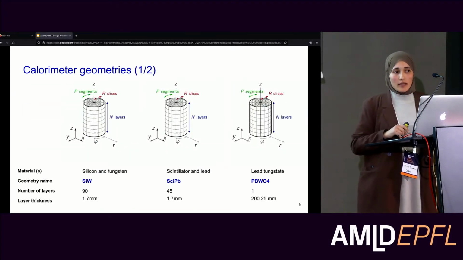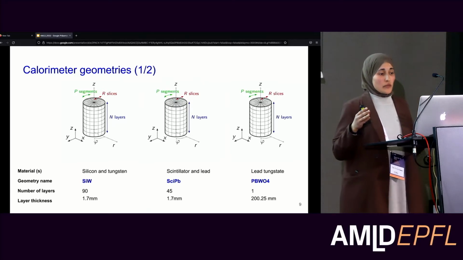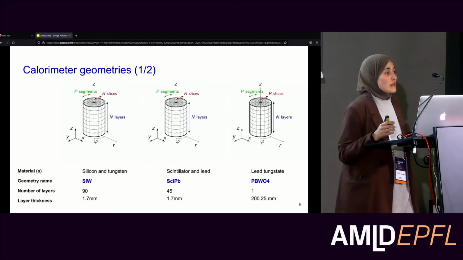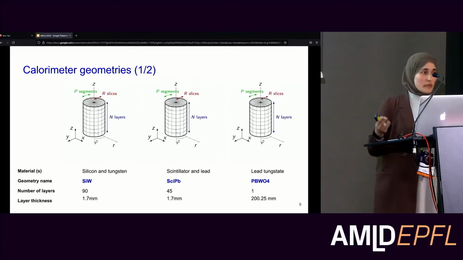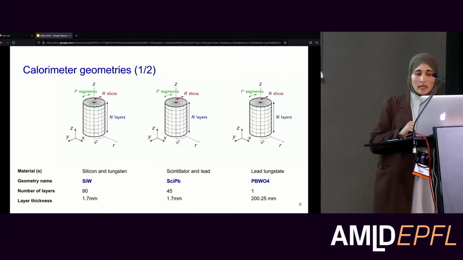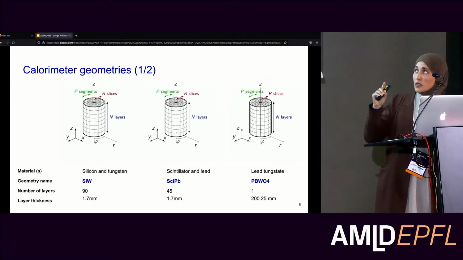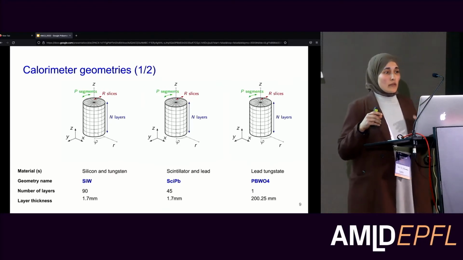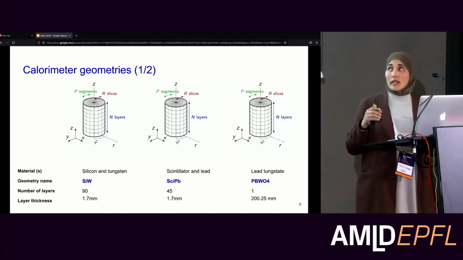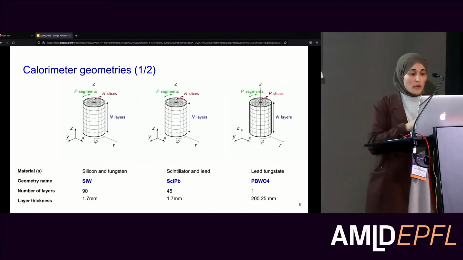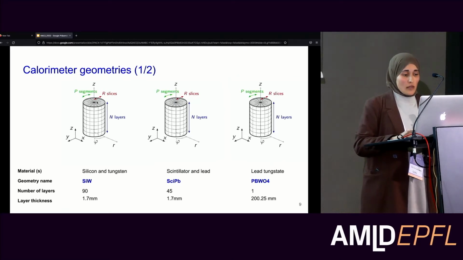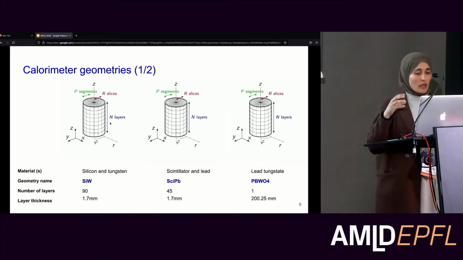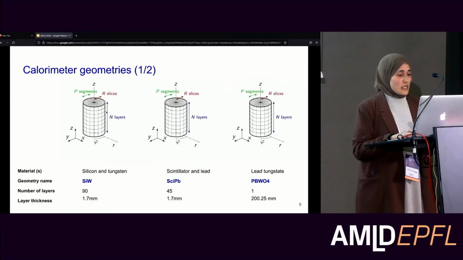So I mentioned that the generalizable and reusable solution is trained on different calorimeter geometries. If you look at the geometries that I put here, you can imagine them as a cylinder, and they are segmented into R, so the rings, into phi, so the angles, and also the depth of the calorimeter, which is here the number of layers in the z direction.